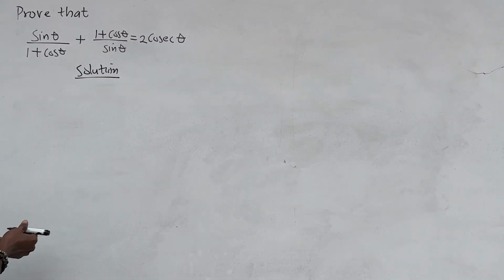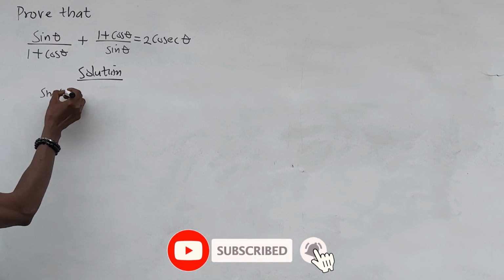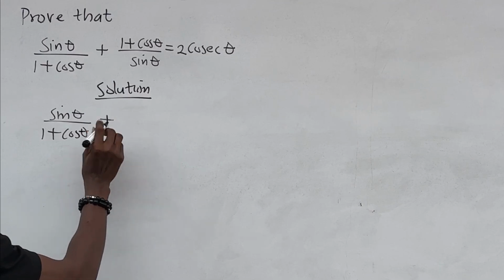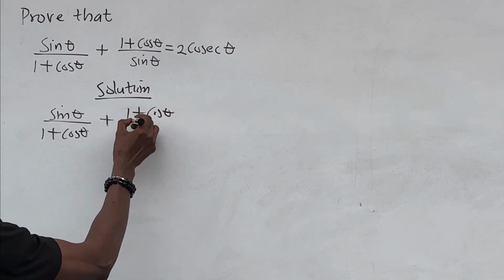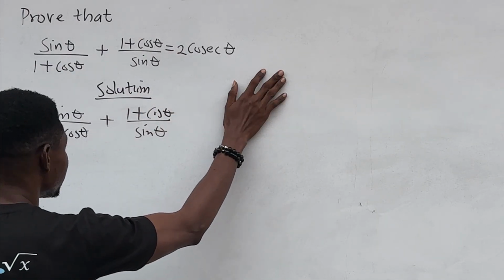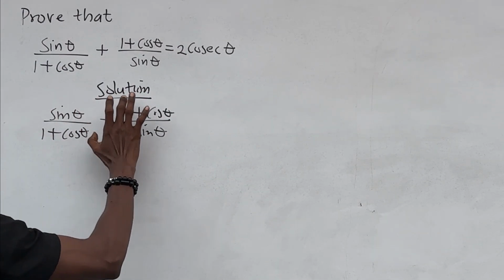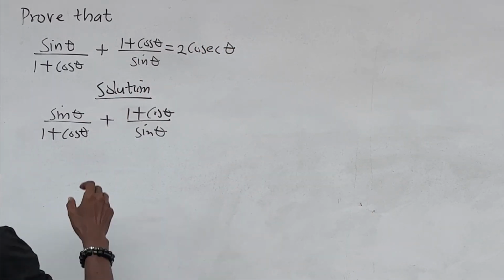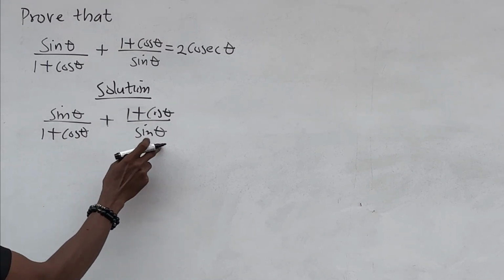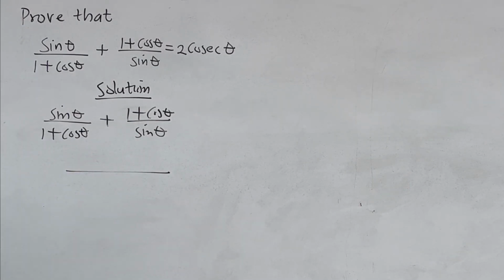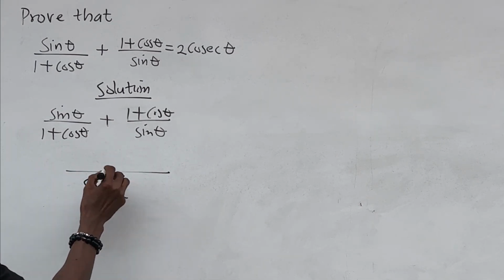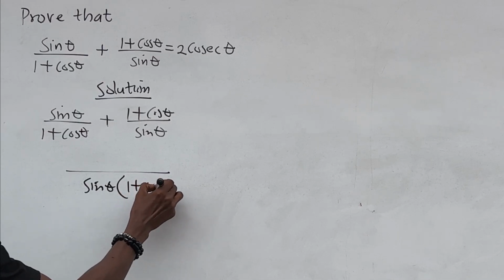So what we have is sine theta over 1 plus cos theta plus 1 plus cos theta over sine theta. Let's leave the right hand side and solve what's on the left hand side, and if it gives us this answer, then we've proven that this is equal to this. So let's focus on the left hand side. We can get the LCM of these two. The LCM is going to be the product, so we have sine theta multiplied by 1 plus cos theta.